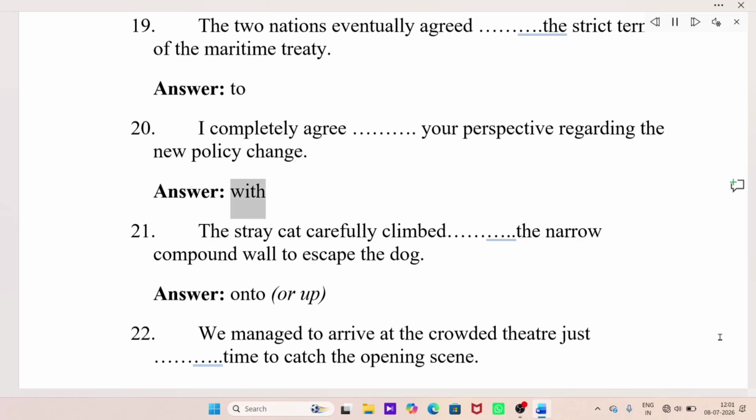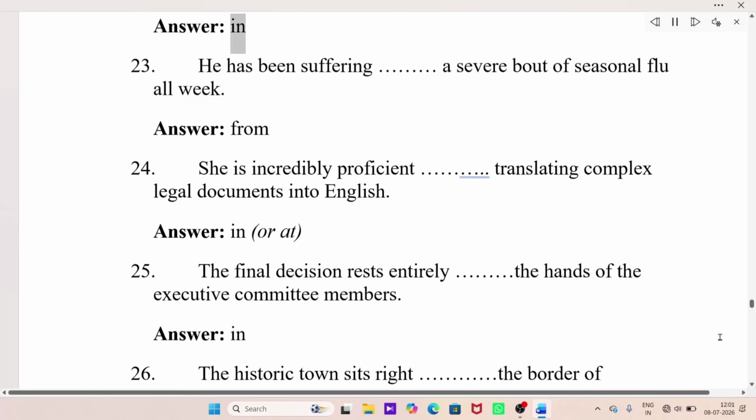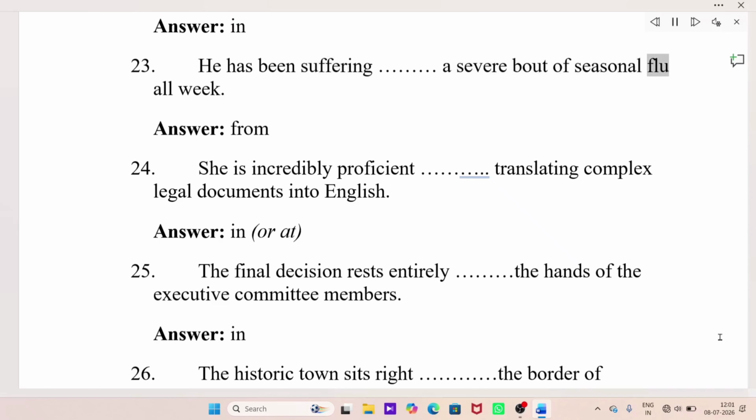Answer: with. The stray cat carefully climbed ___ the narrow compound wall to escape the dog. Answer: onto or up. We managed to arrive at the crowded theater just ___ time to catch the opening scene. Answer: in. He has been suffering ___ a severe bout of seasonal flu all week. Answer: from. She is incredibly proficient ___ translating complex legal documents into English.